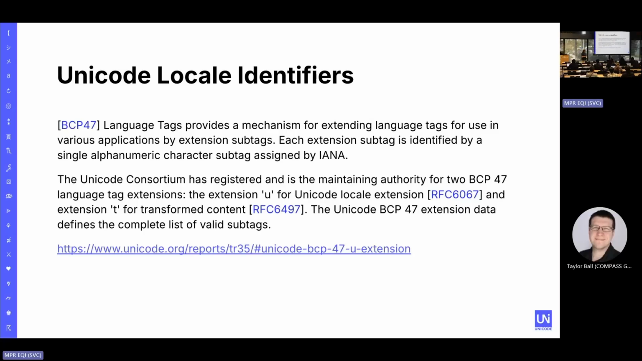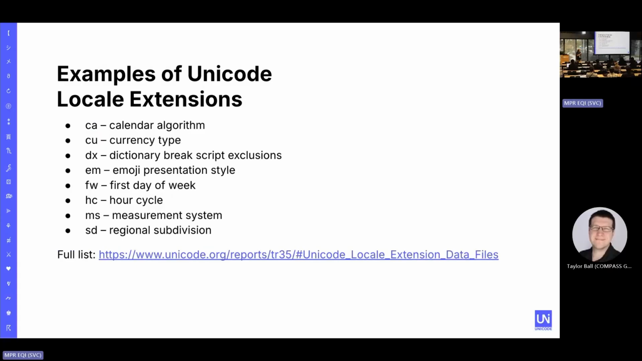And the BCP 47 extension data defines the complete list of valid subtags. You have a link there. And here are some examples of the Unicode extensions that are in use today. You can specify the calendar algorithm, the currency type, currency formatting type, dictionary break script exclusions, emoji presentation style, the first day of week that needs to be used, and the hour cycle that is used in a particular country, the measurement system you want to use, and regional subdivisions within a region.